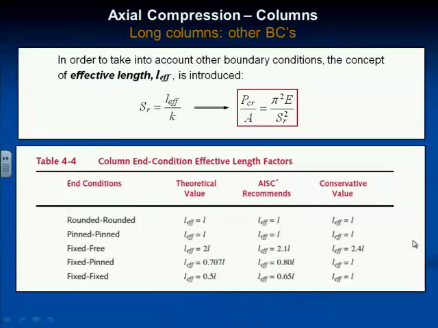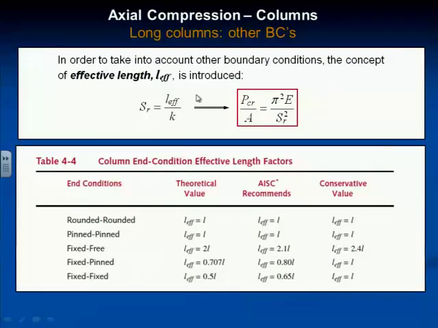So how do we account for these other cases where I have, say, a flagpole on the ground with a free end, or whatever? Well, the easiest way to do that is to apply a factor to the length of the column and pretend the column is either longer or shorter. Actually, most of them are going to be longer, I think. No, a few are shorter.